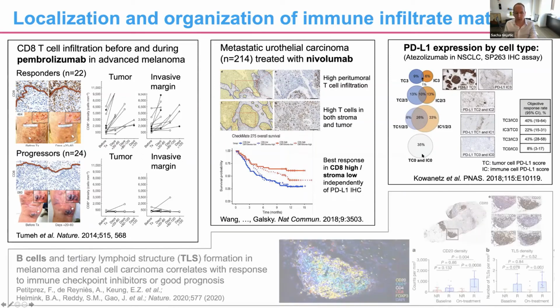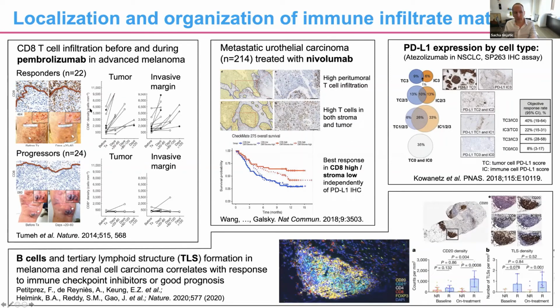But then again, I'm mostly talking about T cells and things like PD-L1, but also there are many other cells that could be of importance in terms of predicting outcomes, such as B cells and how they're organized sometimes as part of tertiary lymphoid structure or TLS. And you can see that here, in these patients with melanoma or renal cell carcinoma treated with immune checkpoints, responders, the blue bars, were higher in patients who had either high density of B cells or of these TLS structures.